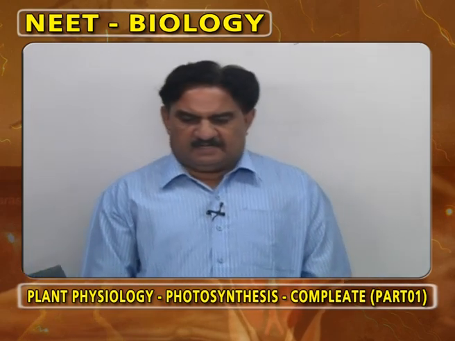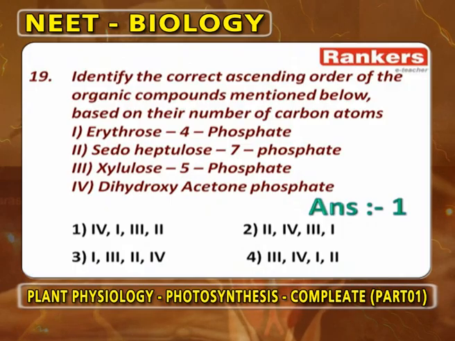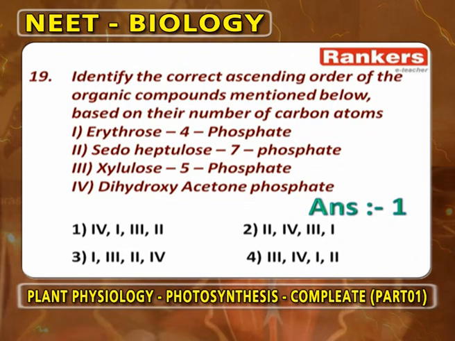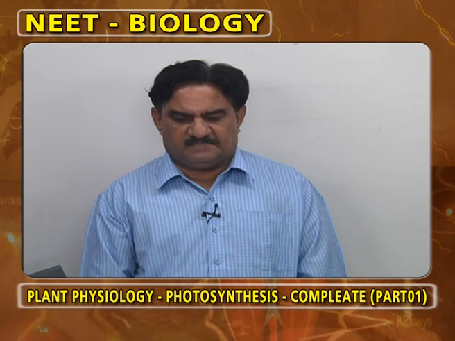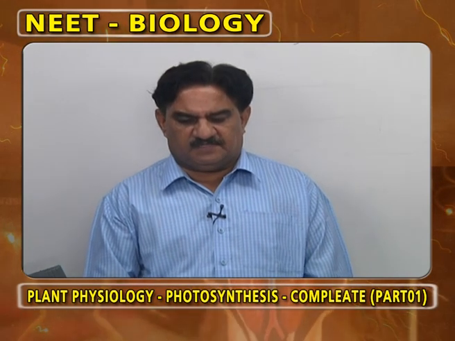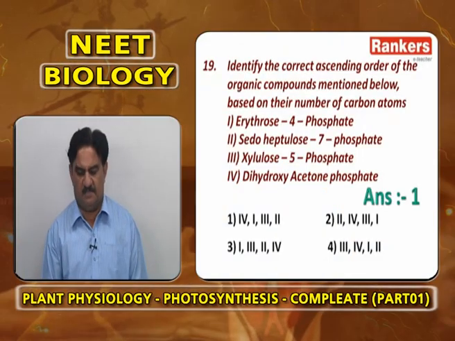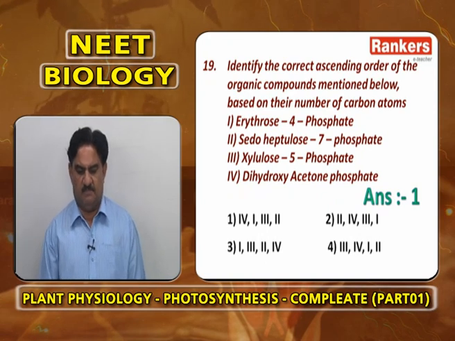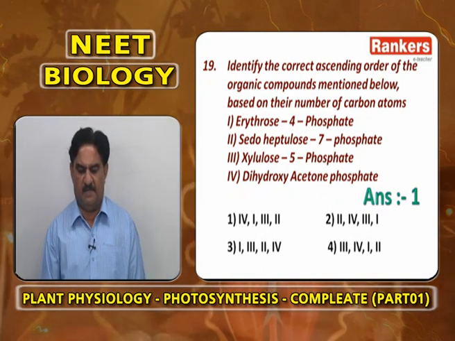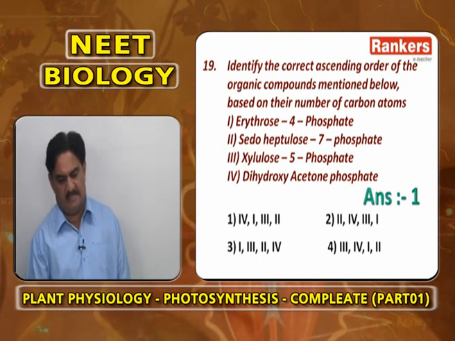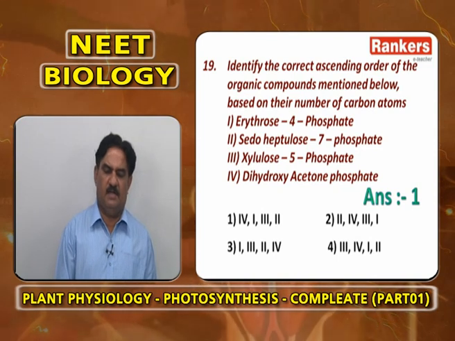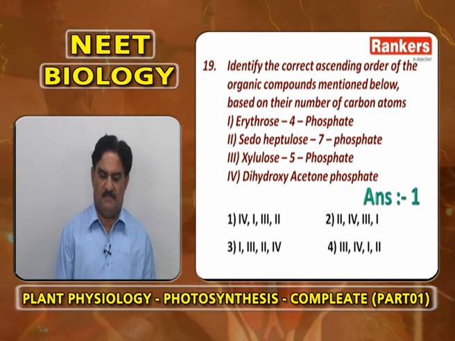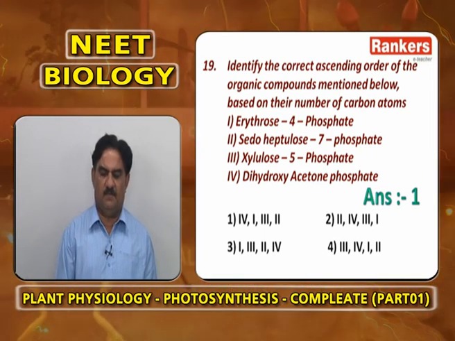Now, identify the correct ascending order of the organic compounds mentioned below based on their carbon atoms. Erythrose 4-phosphate 4 carbon, pseudoheptose 7-phosphate 7 carbon, xylulose 5-phosphate 5 carbon, dihydroxyacetone phosphate 3 carbon. So, we have to identify them in correct ascending order. The least is 3 carbon dihydroxyacetone phosphate. Next is 4 carbon erythrose 4-phosphate. Next is 5 carbon xylulose 5-phosphate. Last is 7 carbon pseudoheptose 7-phosphate.